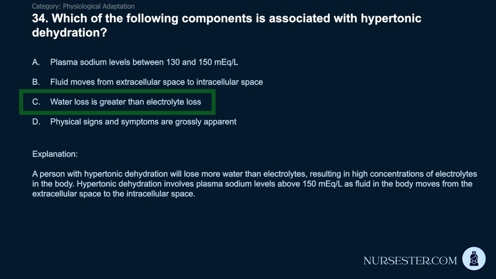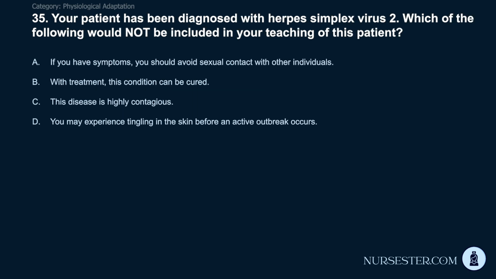35. Your patient has been diagnosed with herpes simplex virus 2. Which of the following would not be included in your teaching of this patient? A. If you have symptoms, you should avoid sexual contact with other individuals. B. With treatment, this condition can be cured. C. This disease is highly contagious. D. You may experience tingling in the skin before an active outbreak occurs. Correct answer: B. With treatment, this condition can be cured.